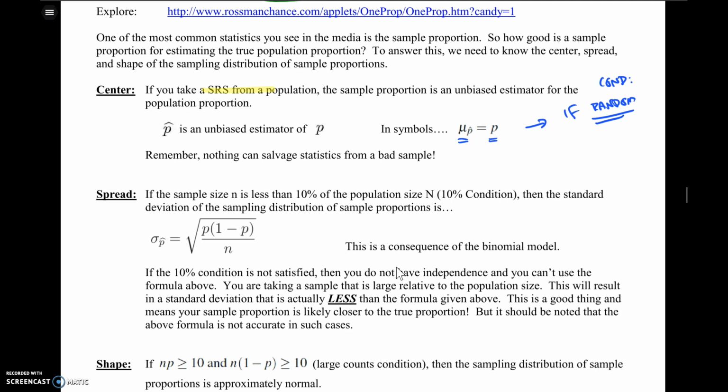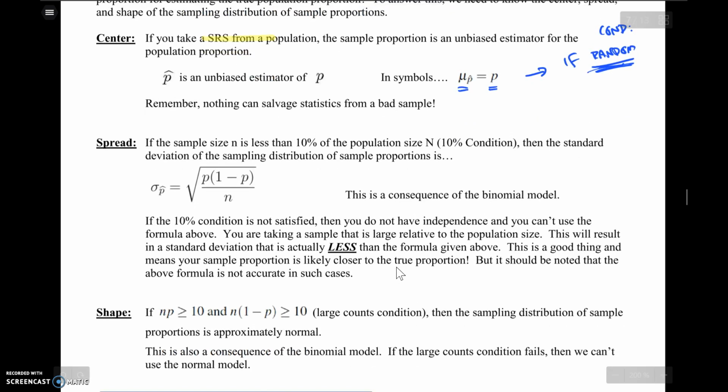If you just go ask, like if we're talking about approval ratings of the president, your Democrat friends or your Republican friends, then it's going to be biased. It's going to be off-center. But if you take a random sample, it should be centered properly.